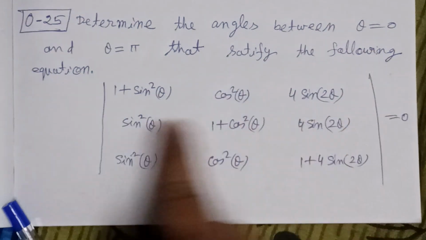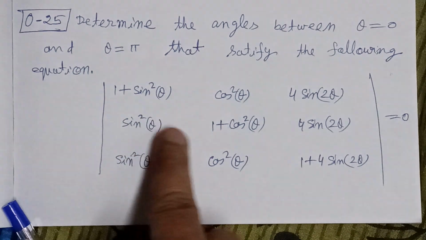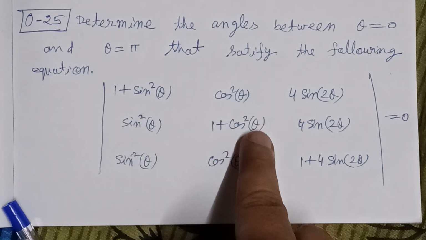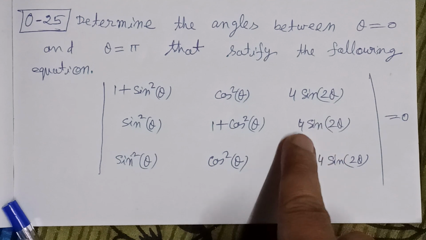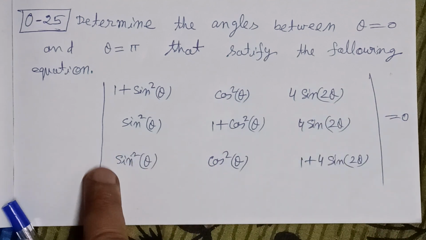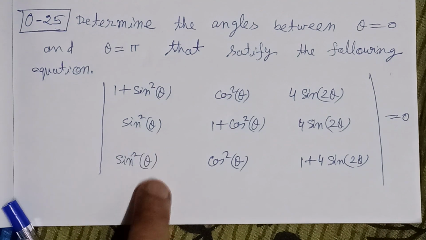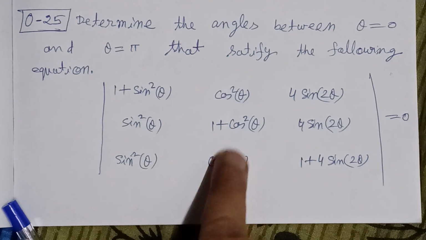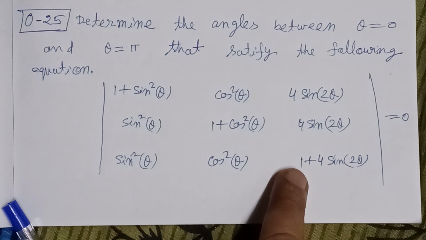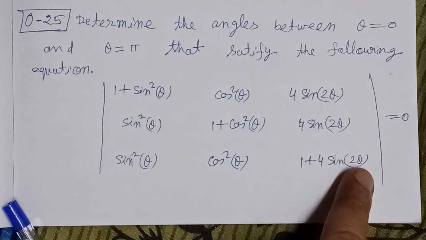In the second row, the first element is sine square theta, the second element is 1 plus cos square theta, and the third element is 4 sine 2 theta. In the third row, the first element is sine square theta, the second element is cos square theta, and the third element is 1 plus 4 sine 2 theta.